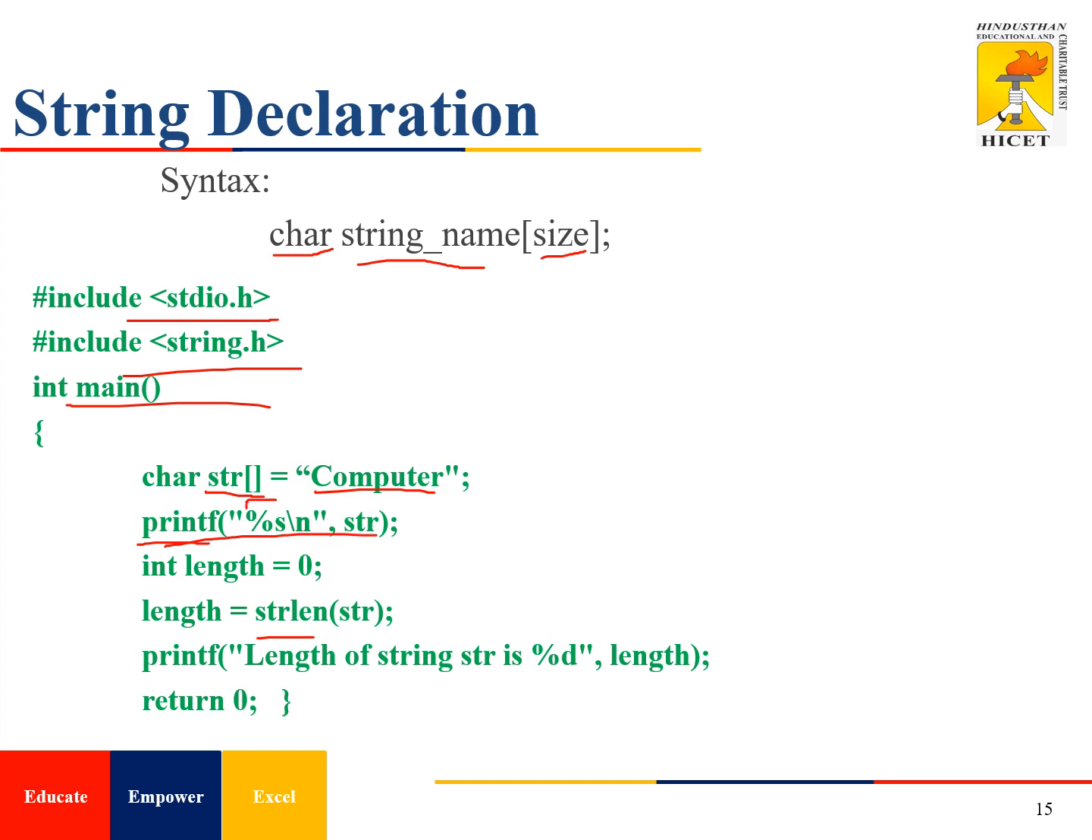the format specifier %s. Here I'm using %s as the format specifier for a string, and I'm initializing a variable length with value 0, and in the variable length I'm going to store the string length of str. That means the string length, that is 1, 2, 3, 4, 5, 6, 7, 8 letters, right? So the string length will be 8. So I'm going to print that also using the string length function.